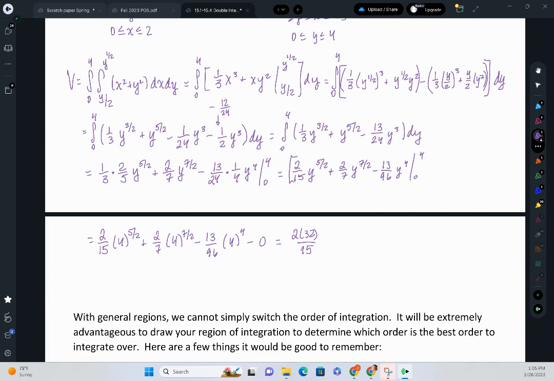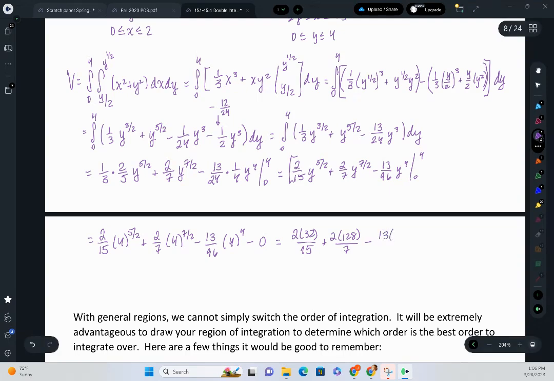The 4 to the 7/2, if I take the square root, that'll deal with the half power. So it's 2, and 2 to the 7th, I'm going to get 2, 4, 8, 16, 32, 64, 128. So I get plus 2 times 128 over 7 minus 4 to the 4th power. That is going to give me 256. Is that right? Yeah, 4 to the 4th is 256.